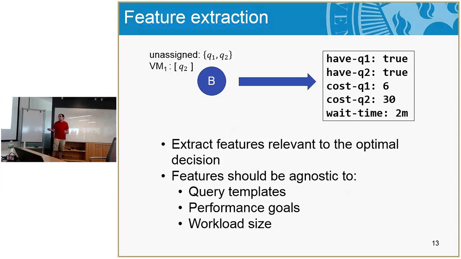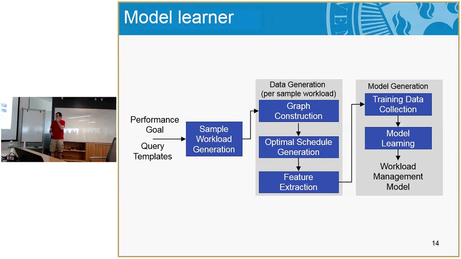And finally, and most importantly, the features need to be agnostic to the size of the workload. So one of the features we tried was how many queries are still unassigned, right? Because that'll sort of tell us how far we are from the end. That's not a great feature because in our training set, all of our workload sizes are really small, like 15 or 20 queries. But then when the user comes along and gives us an actual workload of size 2,000, we don't know anything about what to do with 2,000 queries. So as long as your features are agnostic to these things, you can learn some interesting patterns from these vertices.